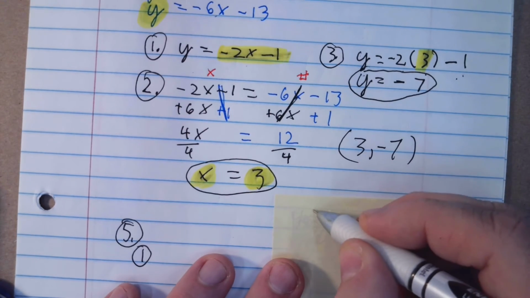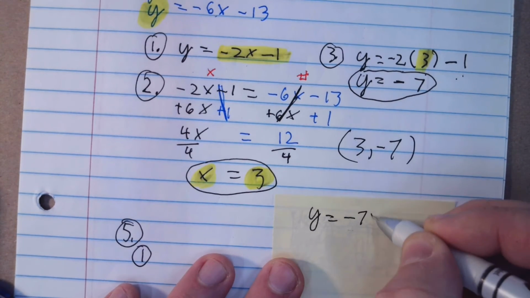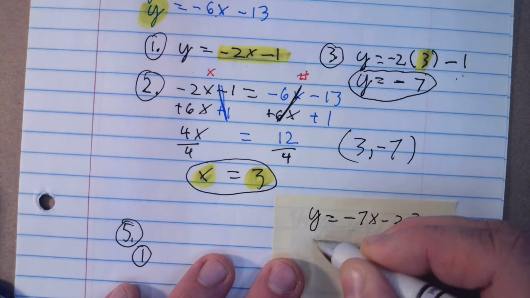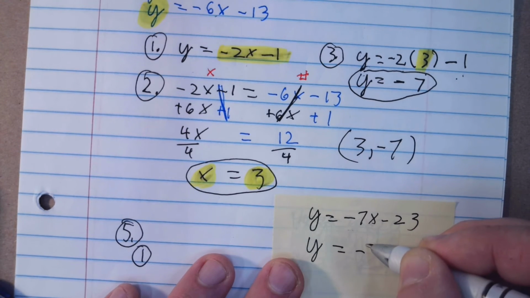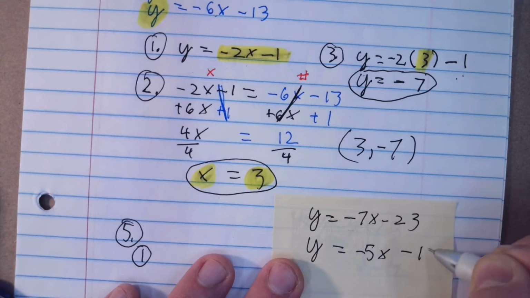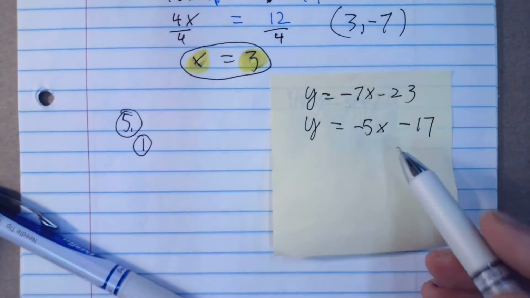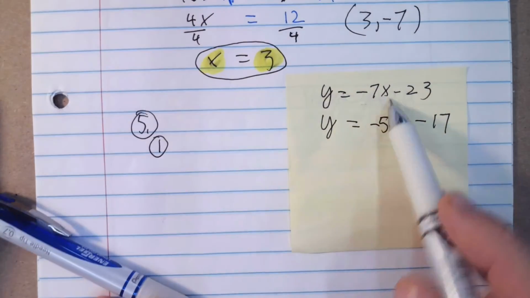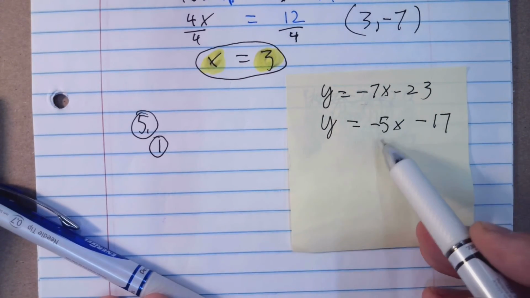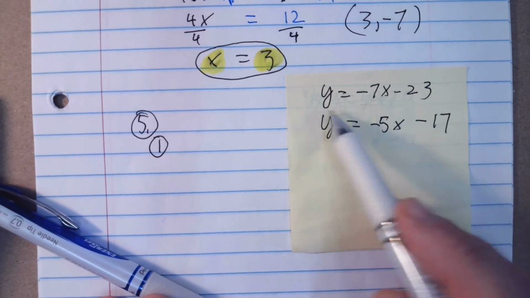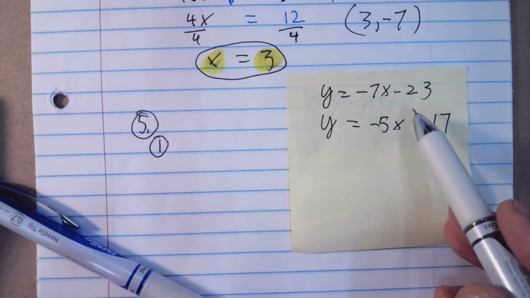This is what it should be, right? Y equals negative 7x minus 23. Y equals negative 5x minus 17. Which one are we going to pick as number 1, just so we can do it the same way this one time? Does it matter? Usually when it doesn't matter, I just go with the first one.